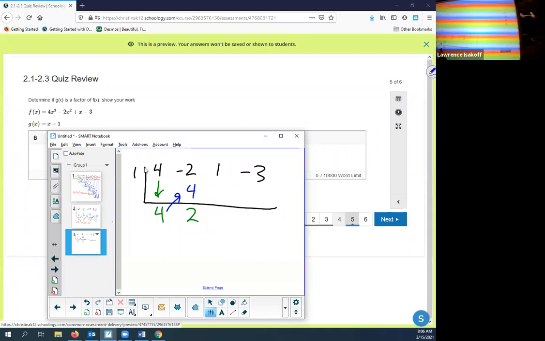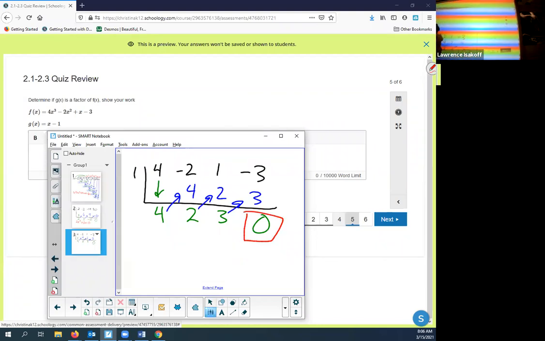1 times 2 is just 2. 1 plus 2 is 3. And then finally, I do 1 times 3 to give me positive 3. Oh, 1. Sorry, I'm on my add. Negative 3 plus 3 is 0. So here, the remainder equals 0.